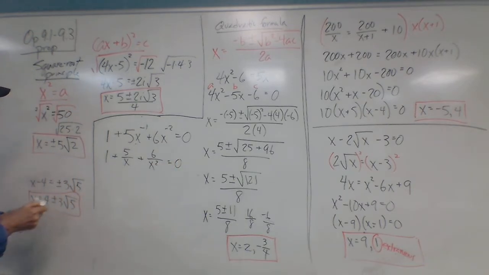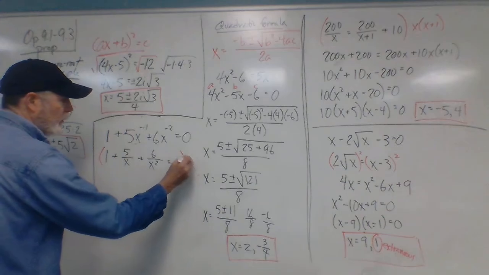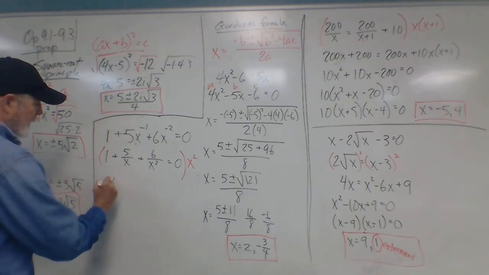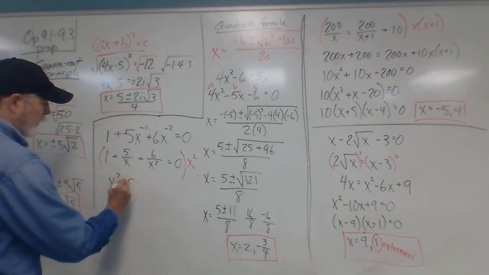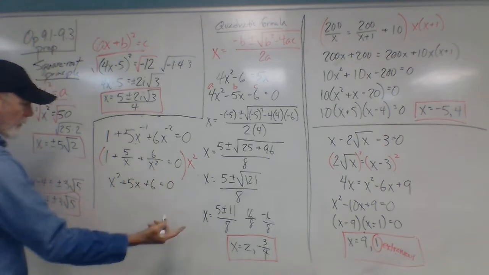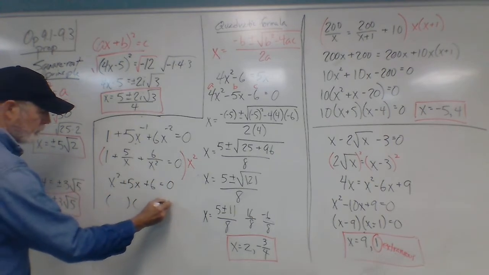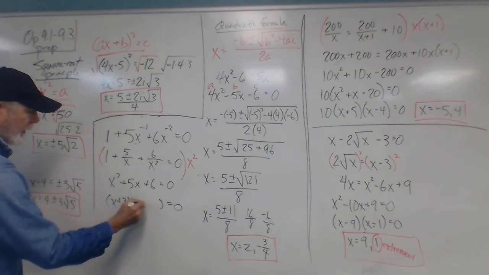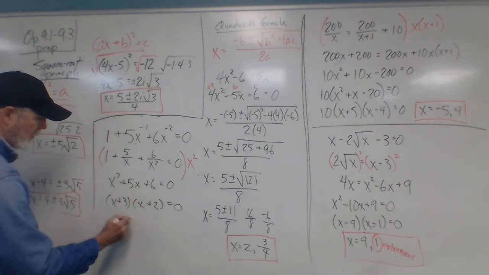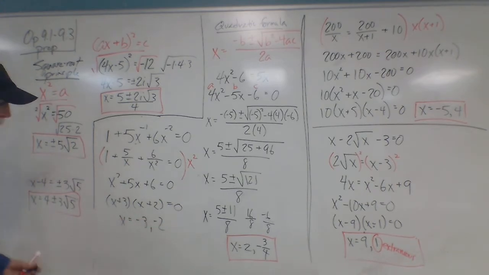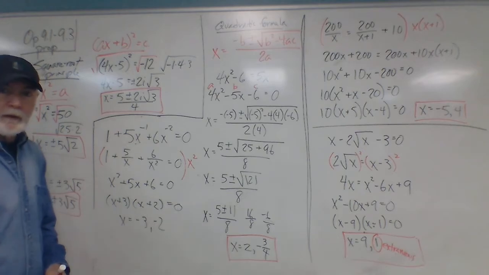So what do we do? Well, I need to multiply through by an LCD, which would be x squared in this case. If I did that, then I would get x squared plus 5x plus 6 equals 0. This thing here, I could factor it: x plus 3, x plus 2. So x could be negative 3 or negative 2, and as far as I know, neither of those are extraneous.